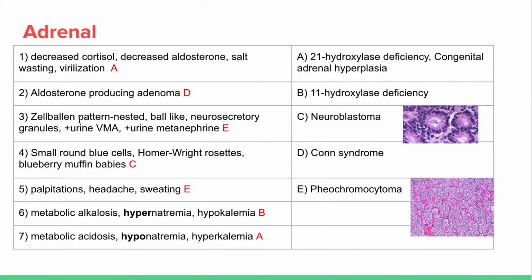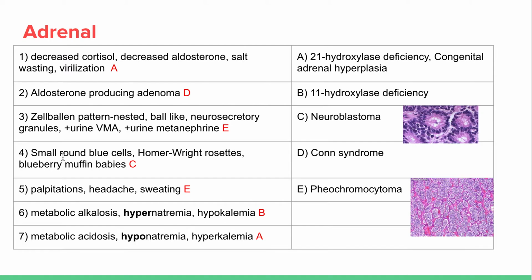Third is your Zellballen pattern, nested ball-like neurosecretory granules with positive urine VMAs and positive urine metanephrines, so norepinephrine, epinephrine. This is your pheochromocytoma. You're going to see these Zellballen patterns, nested, on histology. And how pheochromocytoma presents is with a classic triad of symptoms in number 5 here. So palpitations, headache, and sweating. This is how the patient's going to present because they're going to have too much norepinephrine, epinephrine in the system.